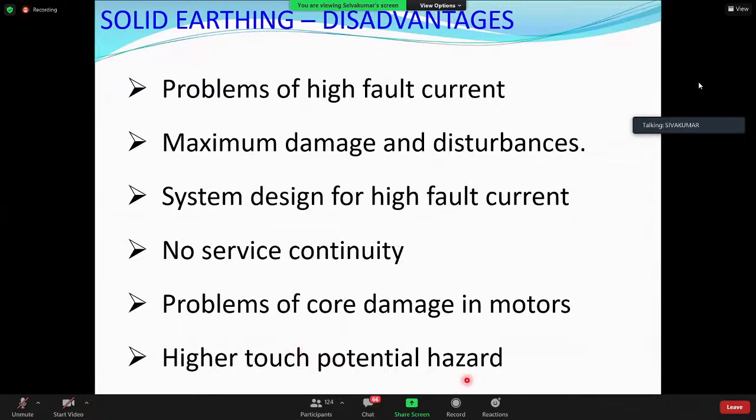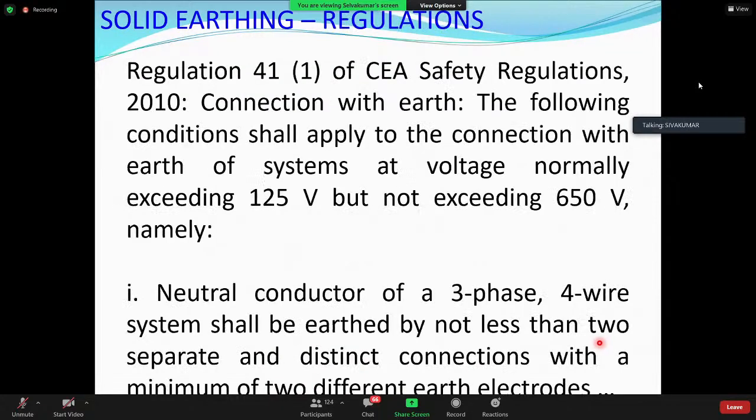Now, what does the regulation say? There is a regulation governing electrical installations in India. If you see the CEA Safety Regulation 2010, rule number 41, sub rule 1, for low voltage systems, that is voltage exceeding 125 volt but not exceeding 650 volt, they very clearly say the neutral conductor of a three-phase four-wire system shall be earthed by not less than two separate and distinct connections with a minimum of two different earth electrodes. That means it should be solid earthing.